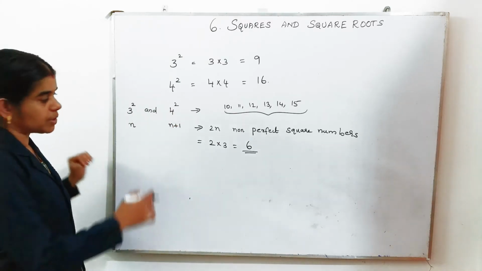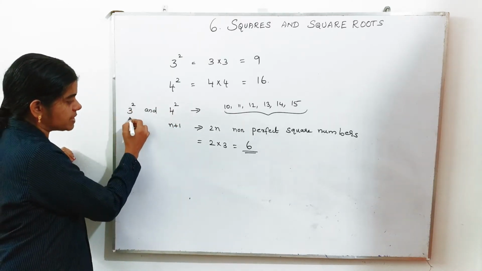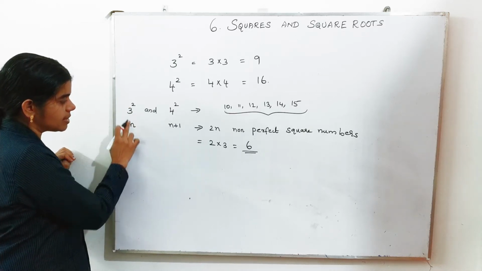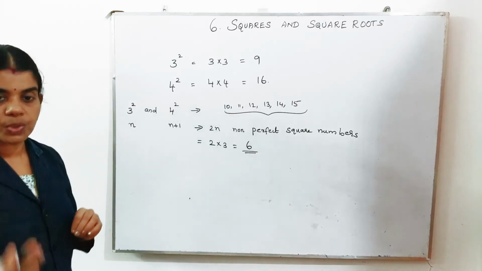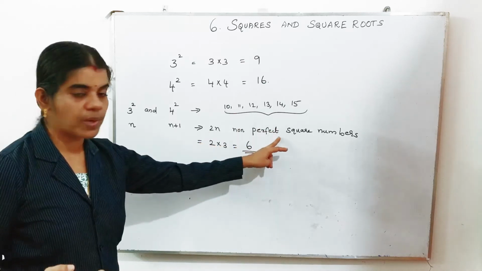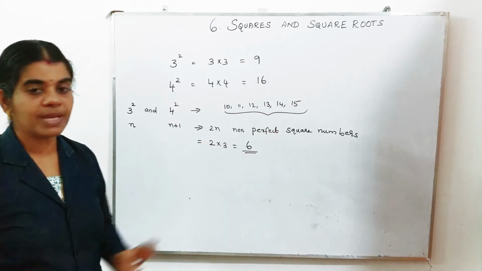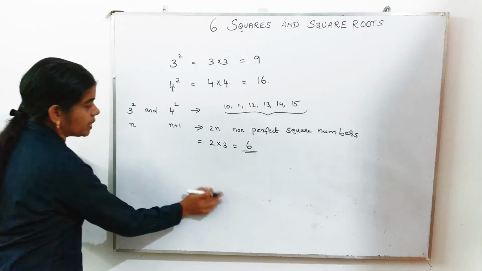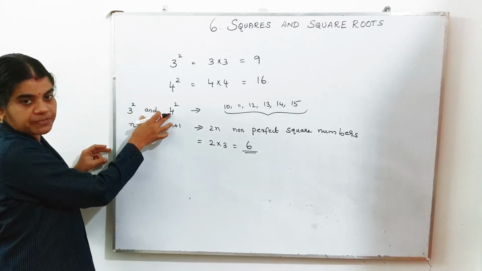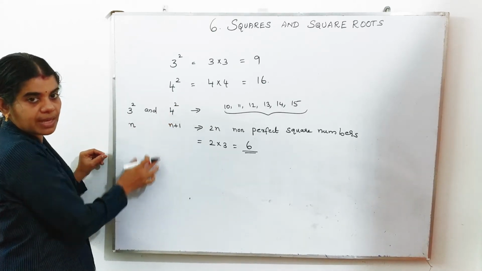Then for that what do we want to do? Just look at what is the first number, n, that is 3. Then multiply that with 2. 2n non-perfect square numbers, therefore 2 into 3, that will be 6 numbers. I will show this will work for continuous 2 perfect square numbers. Then only we can use it.